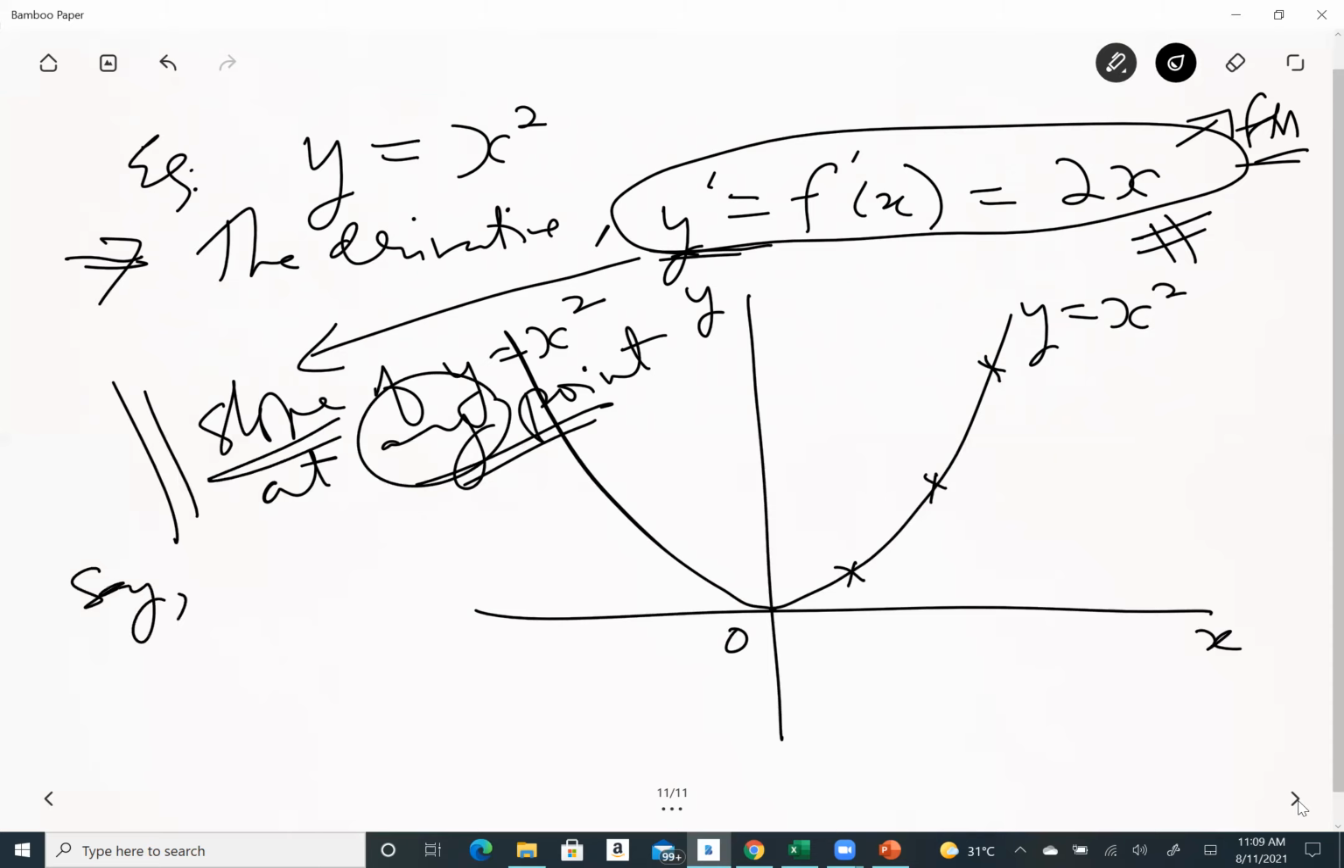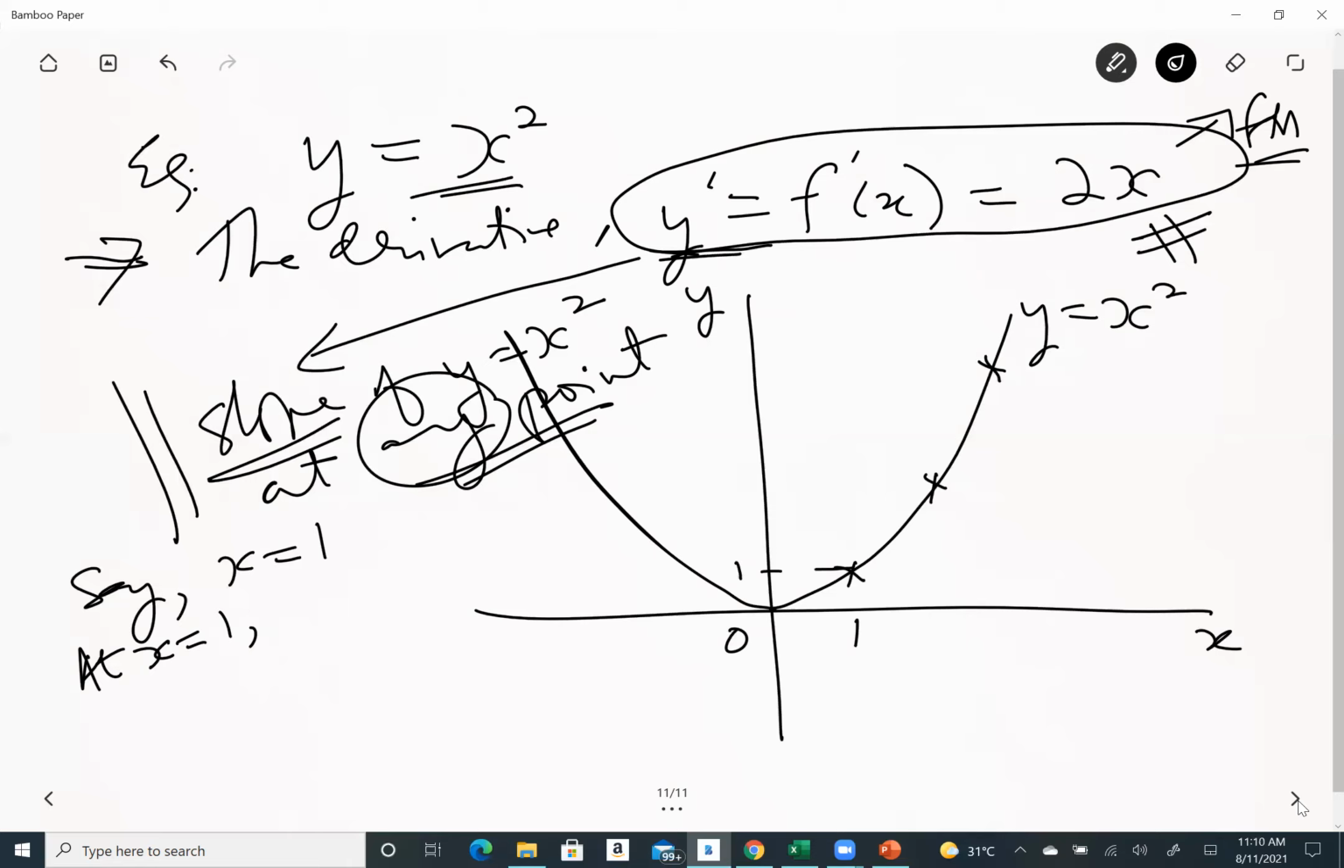Okay, give me one point. What point do you want? Give me x equal to 1. Okay, x equal to 1. Now, when x equal to 1, what is the value of y for y equal to x squared? When x equal to 1, what is the value of y? 1. Y is 1, because x squared. So that is 1.